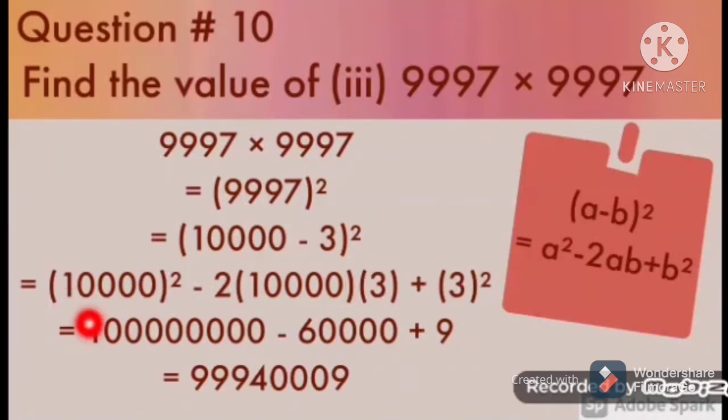1 square will be 1. Here there are 4 zeros, so when we open the square, we will write here 8 zeros. As I told you earlier, we will double the zeros. As there are 4 zeros, zeros will be 8. Now multiply these numbers. 3 times 6 is 6 multiplied by 10,000, which will be 60,000, plus 3 square will be 9. After solving this, we get this number, 9994009.